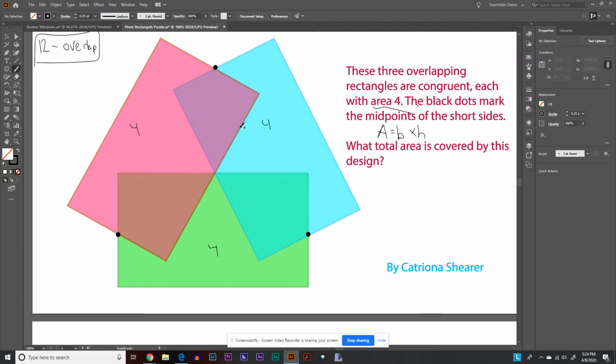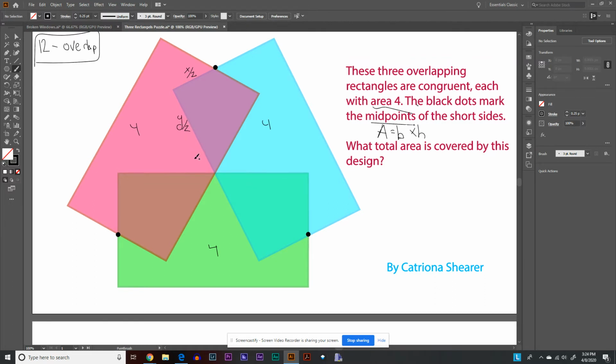The reason that that could be super valuable for us is because we know that the black dots mark the midpoints of the short sides. So I don't know how long the short side is, but if I call it x, I know that this side length is half of that, x over 2. The other important point here is that if I call the long side y, I don't know how long that is, but I know that this part of it is y over 2.